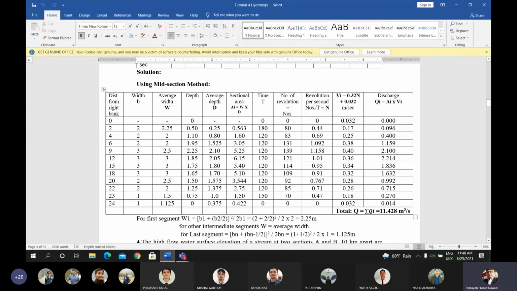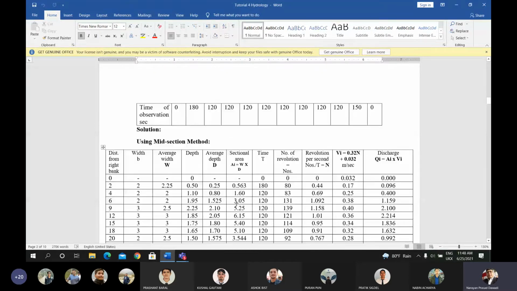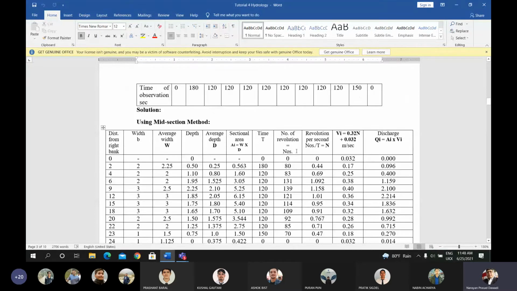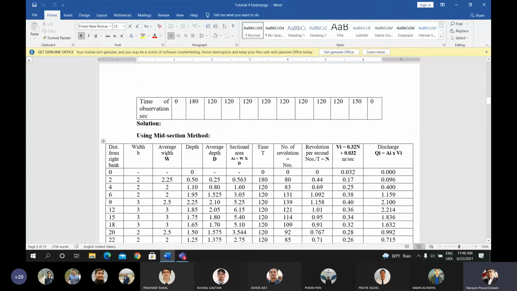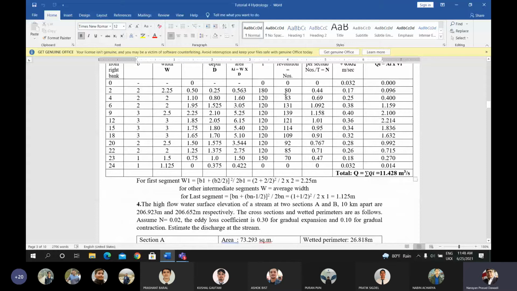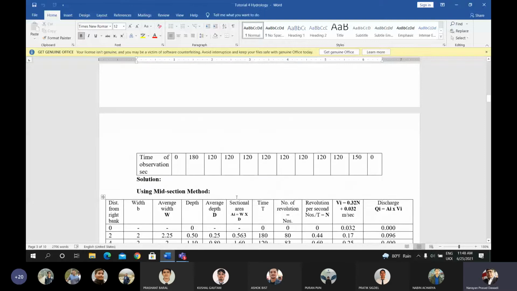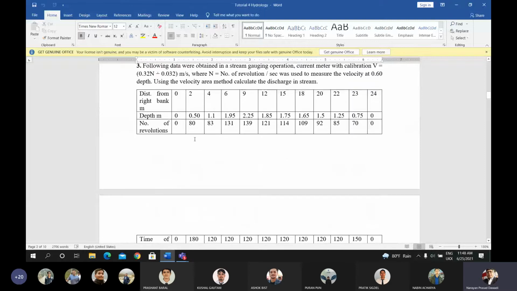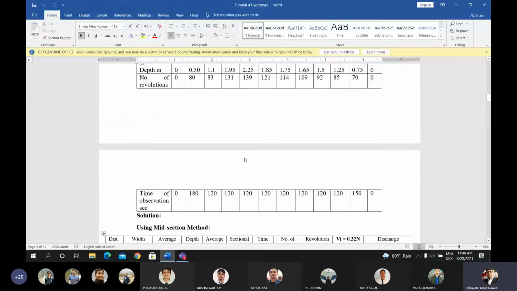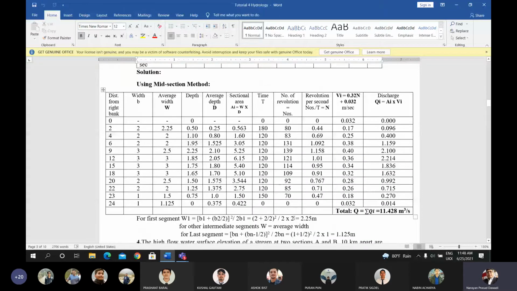After multiplying, you will get the area of the section. Now the time of observation for each observation is given as 0, 180, 120, 120, 120, 120, 180, 120, 150, etc. This is the time of observation in seconds. The number of revolutions recorded during that time duration will be 0.88, 0.883, and so on.